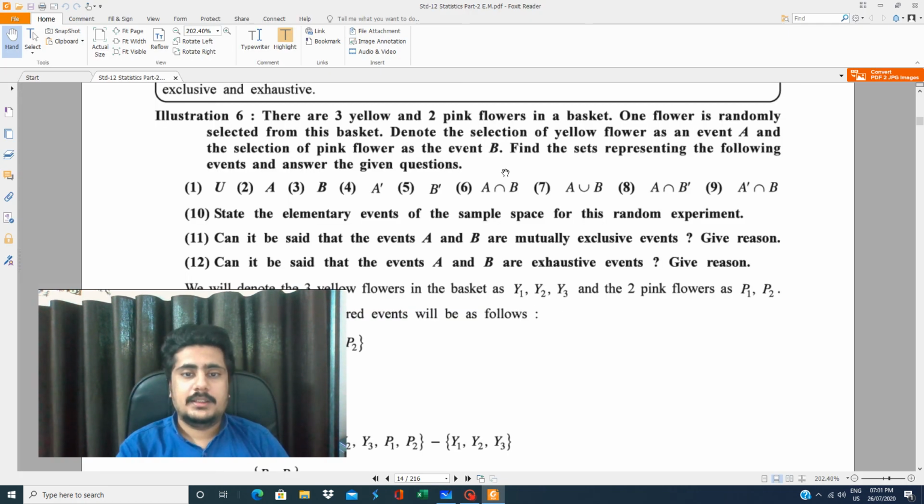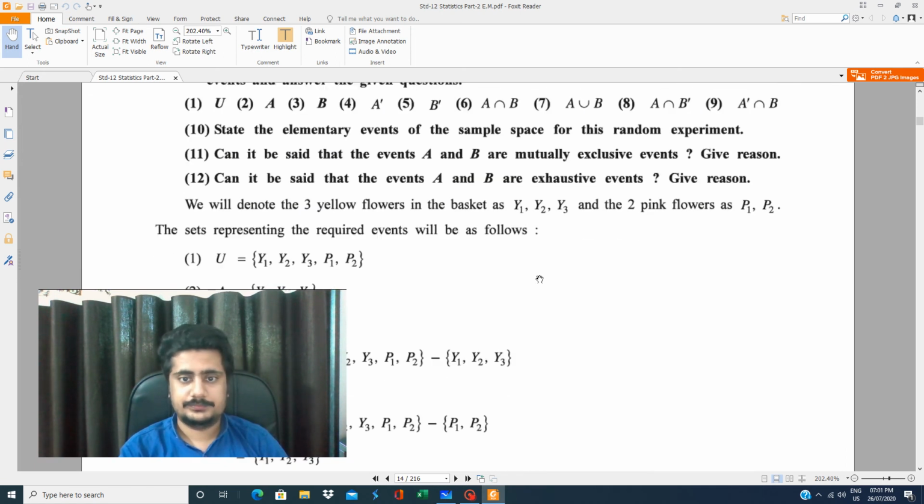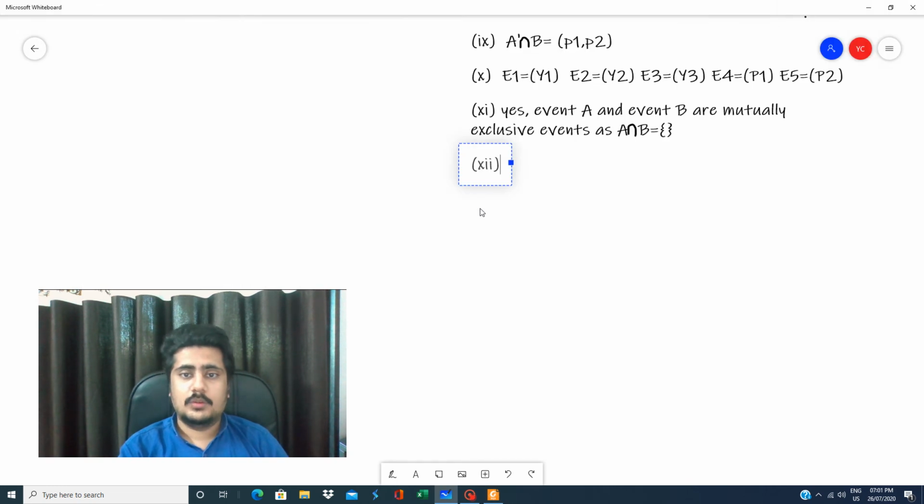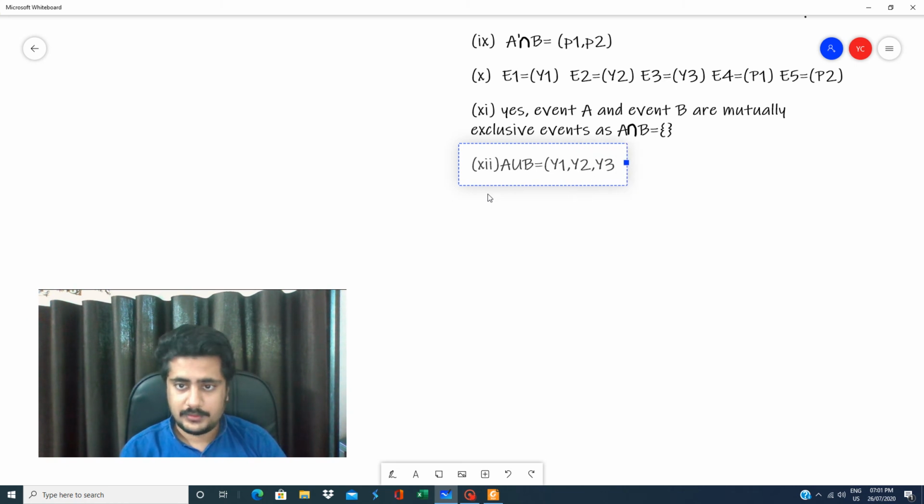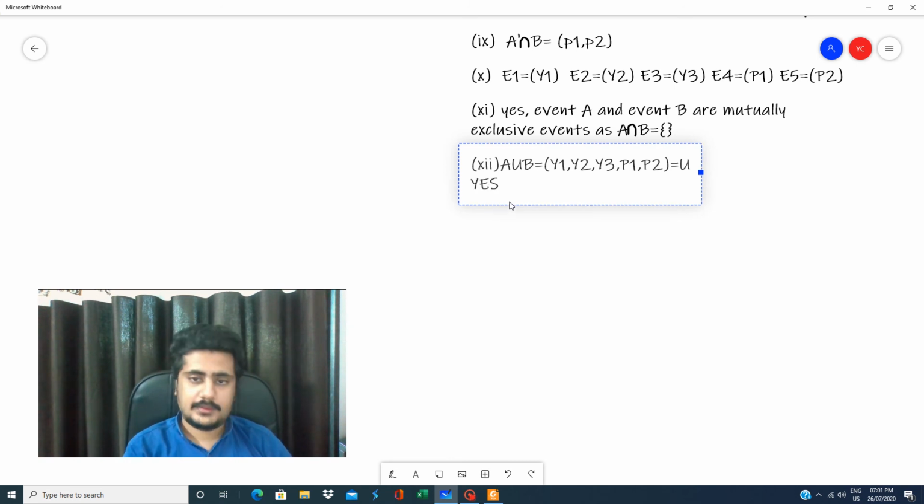Can it be said that events A and B are exhaustive events? Give reasons. Now, what was an exhaustive event? Exhaustive event means A union B is equal to U. So, what is A union B here? Obviously, A union B is Y1, Y2, Y3, B1, B2. It matches with U, it matches with the sample space. So, the answer is yes.